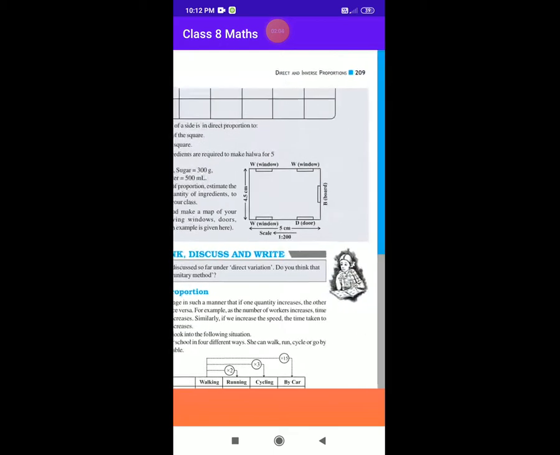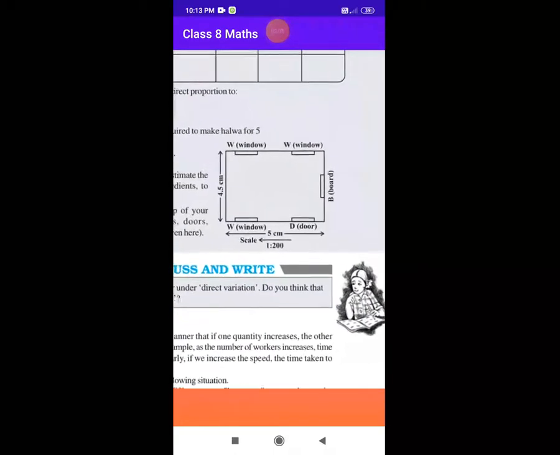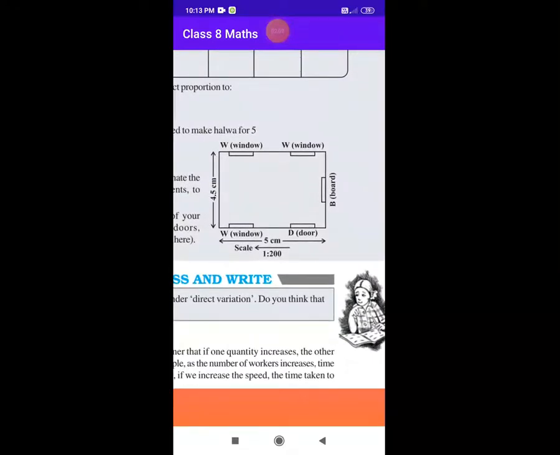As in the example given here, look. The length of the wall is 5 centimeter. Here the scale is 1 is to 200. We show the windows on both sides. On the right hand side we show the blackboard, and the width of the room is 4.5 centimeter.